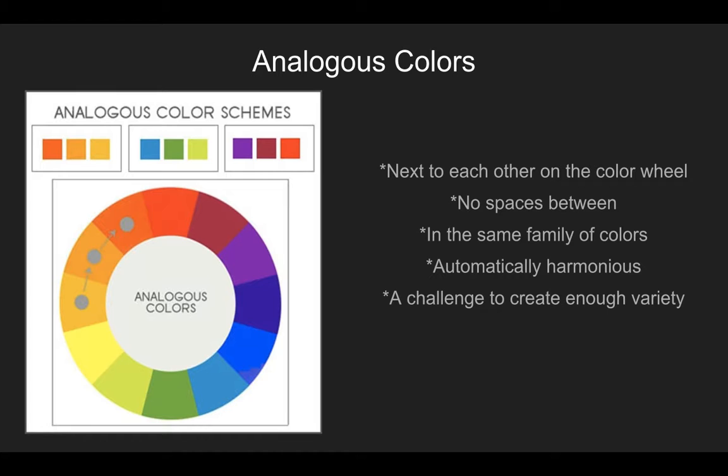Analogous colors are 3 or more, it can be more, colors that are next to each other on the color wheel. Notice over here, here's the example that they are giving us. This orange with the yellow orange on one side and the red orange on the other side. So there are no spaces. They are right up next to each other on the color wheel. These hues are close together, which means that they are generally in the same relative family of colors.